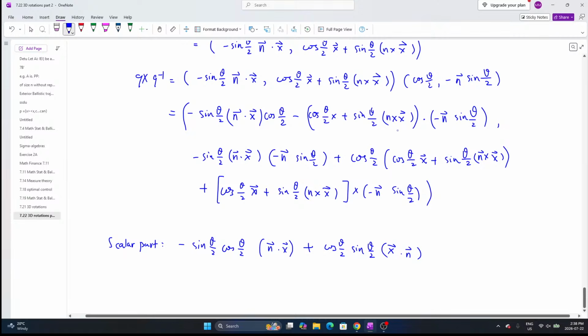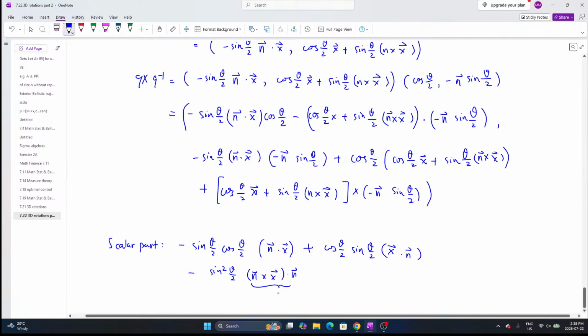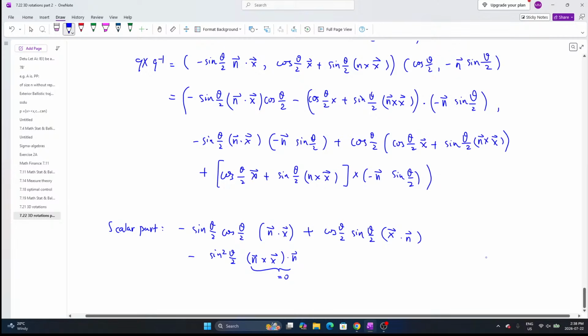And now you have the second term, for which we will use a triple product identity. So that's a minus sine squared theta over 2 n cross x, and then dot with n. But here, this vector triple product is 0, because, as we mentioned yesterday, the vector triple product is the volume.